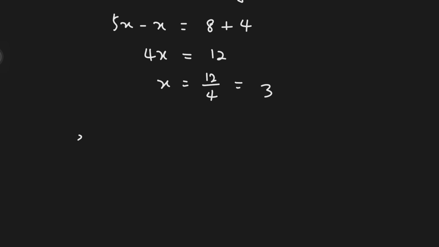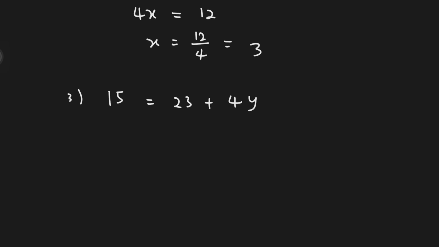Let's look at number 3. 15 equals 23 plus 4y. Now, I've mentioned that we want to keep all our variables on one side and numbers on the other side. But it is not necessary to keep your variables on the left side and your numbers always on the right side. You can still work with variables on the right side as long as they are separated from the numbers. Therefore, for this question, I'm going to keep my 4y on the right side and then bring the number to the other side. So 15 minus 23 will give you negative 8 equals 4y.